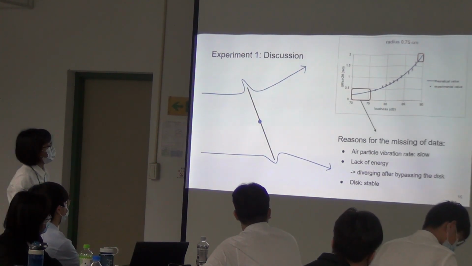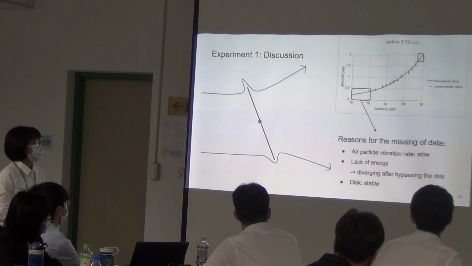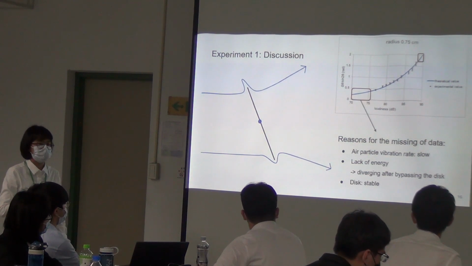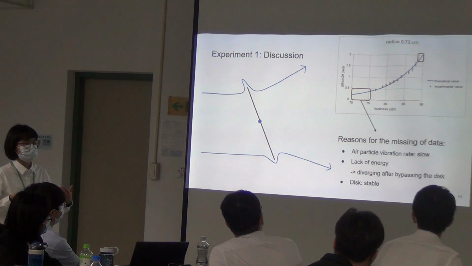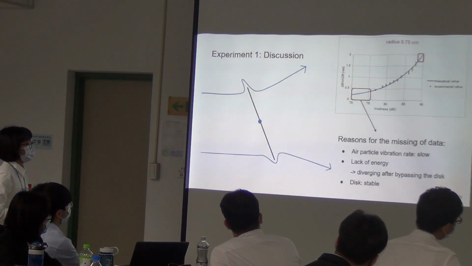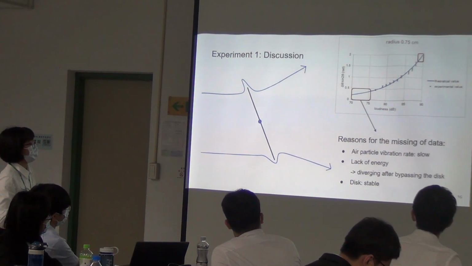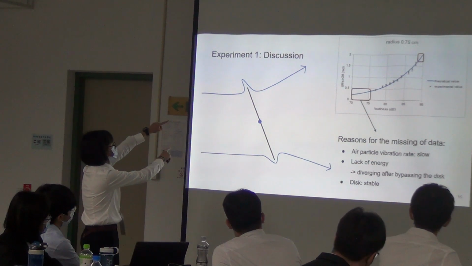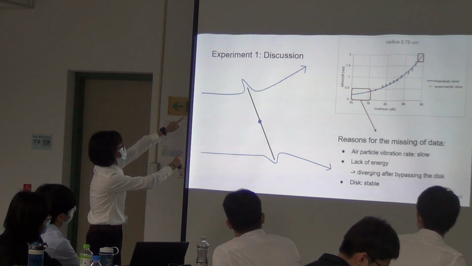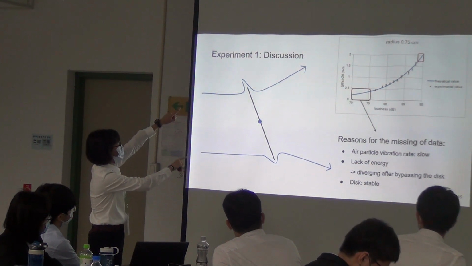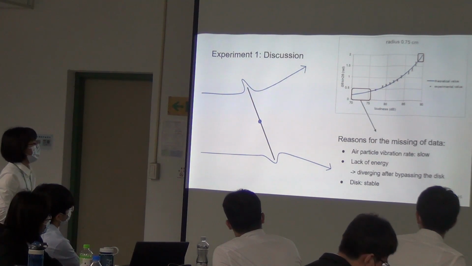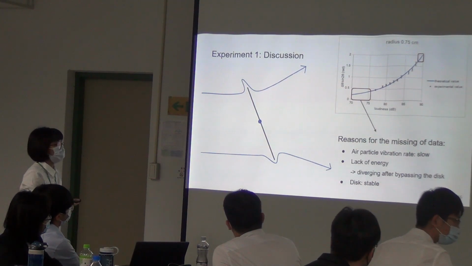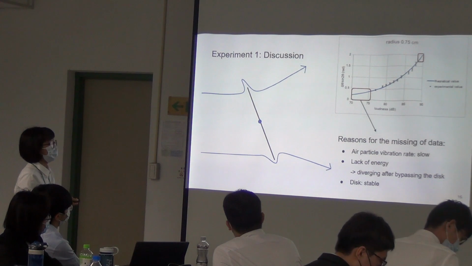So we think in the front, the reason for the missing data is that the air particle vibration rate is really slow, and so it lacks energy, and diverges after bypassing the disc. So the energy will be diverging out of the acoustic field. So the disc will stay stable instead of turning, so we can't measure any data.